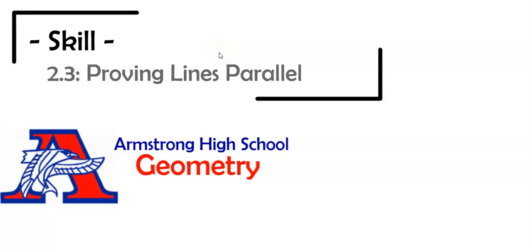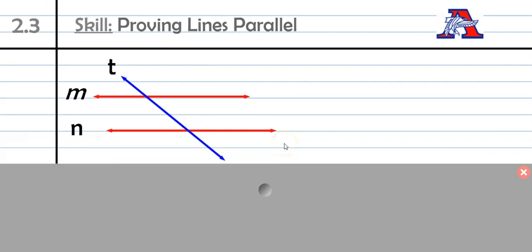This is the 2.3 video. In this one, we're going to be proving lines are parallel, or maybe justifying why they're not parallel. So we're kind of going back to the same diagram over and over again. If we have two lines and a transversal, how do we know if those lines are parallel or not?